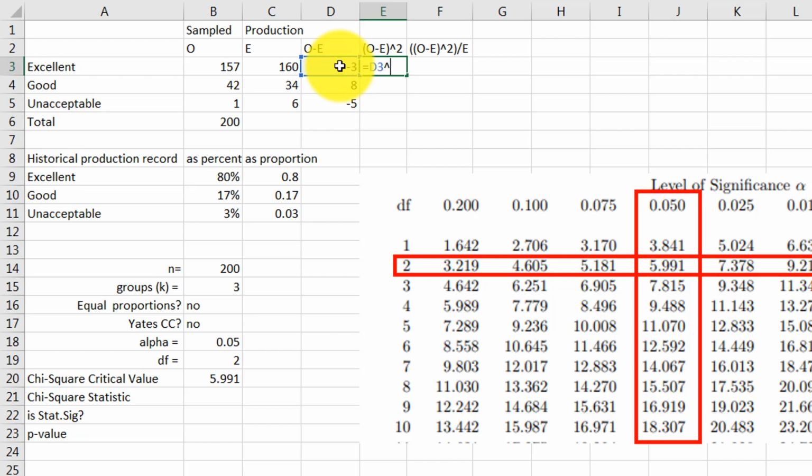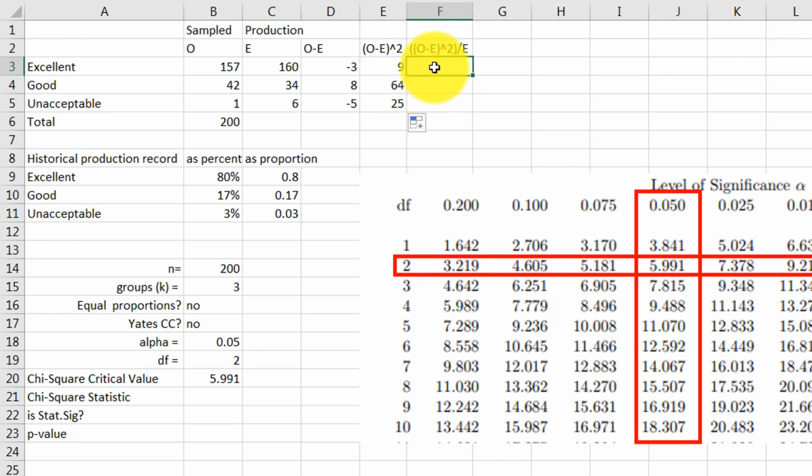And I'm going to do a shift 6 to get my up caret 2 to square it. And hit enter. So -3 squared is 9. I'm going to click and drag down. We now have 8 squared is 64, -5 squared is 25.